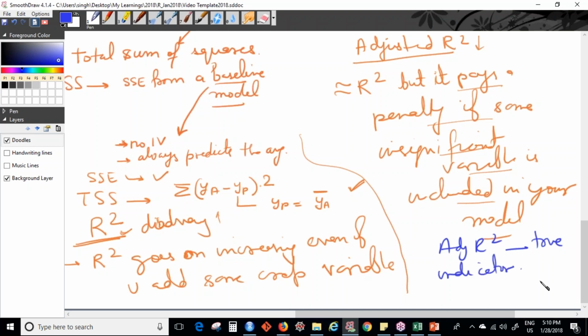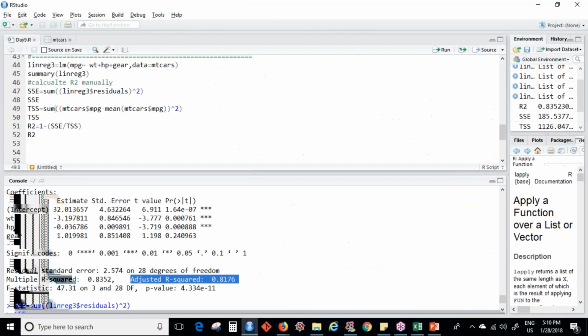So that means adjusted R square is the true indicator of a good model. This also takes the same range, 0 to 1. In all other aspects it is similar to R square, except for this difference. So we should always look at adjusted R square and not R square. R square you can ignore.